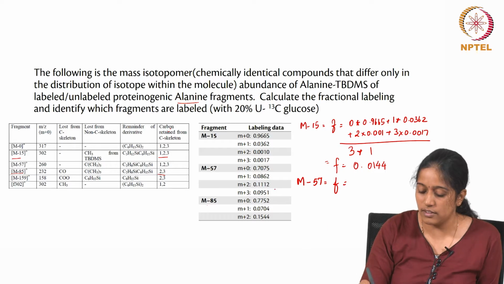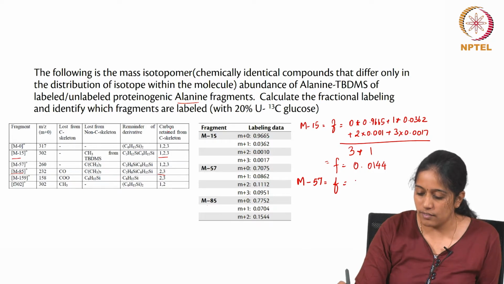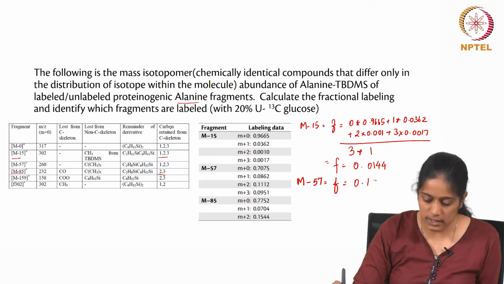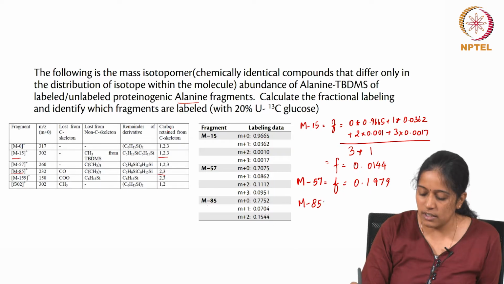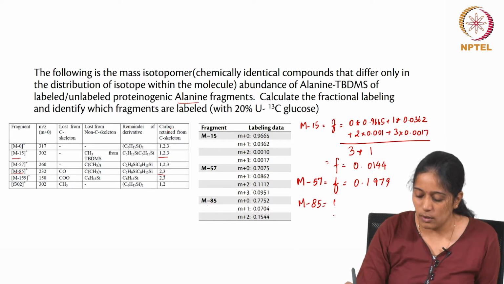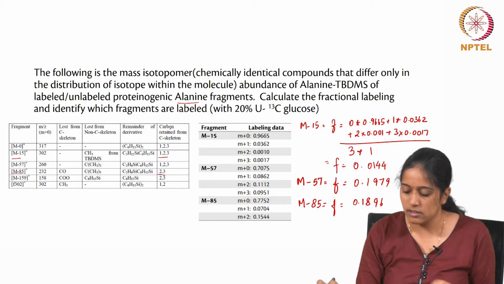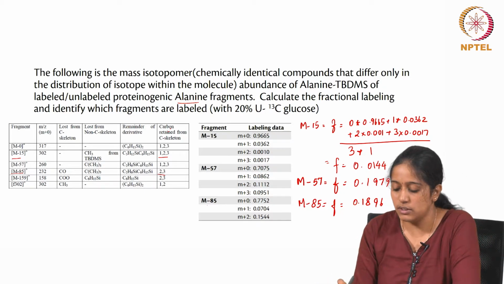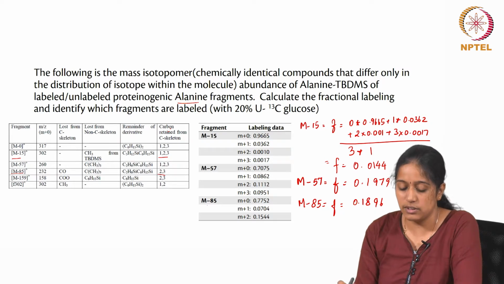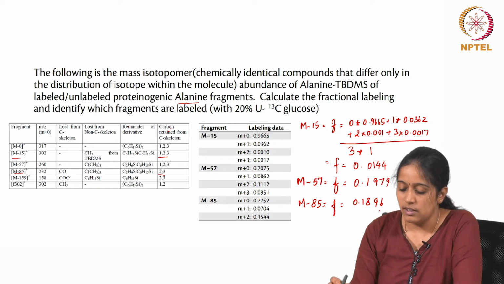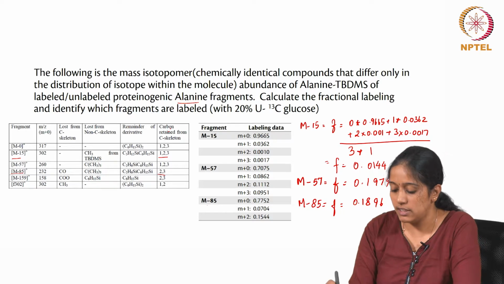Similarly, if you have m minus 57, you do the same set of calculations, and in this case for m minus 57, using these values, you find that f is 0.1979, and similarly if you do it with the m minus 85 fragment you find that f is 0.1896. So, these values are simple to calculate. If you just use the formula which is shown, it is very simple to get these values.